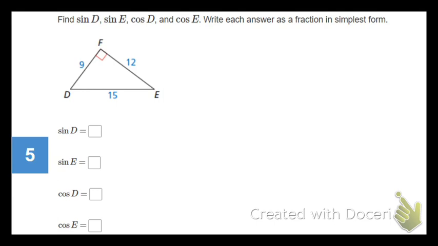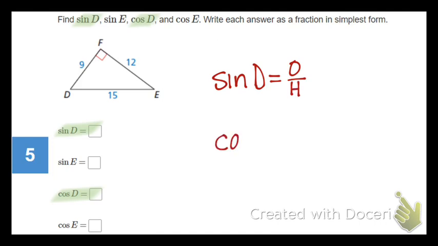This is a problem right off of your digital assignment. To start with, they want us to find the sine of D and the cosine of D. So the sine of D will be the opposite over the hypotenuse, and the cosine of D will be the adjacent over the hypotenuse.